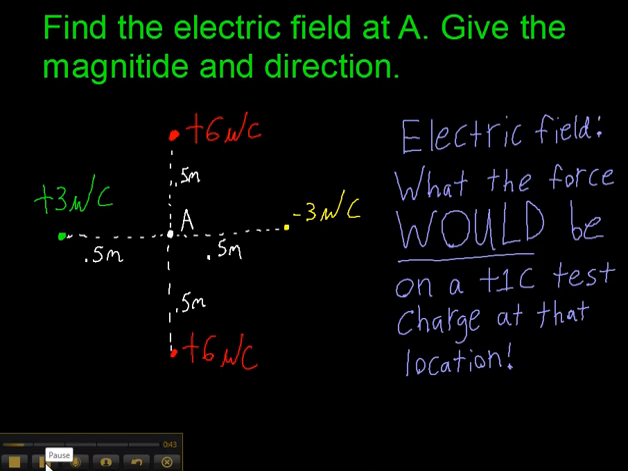Now, in order to do that, it might be helpful to know exactly what the electric field is. So I got it defined for you. The electric field tells you what the force would be on a +1 Coulomb test charge at that location. If we want to find what the electric field is at location A, all we have to do is just pretend that there's a +1 Coulomb charge there. So let's do that with the 3 easy steps of finding electric field.